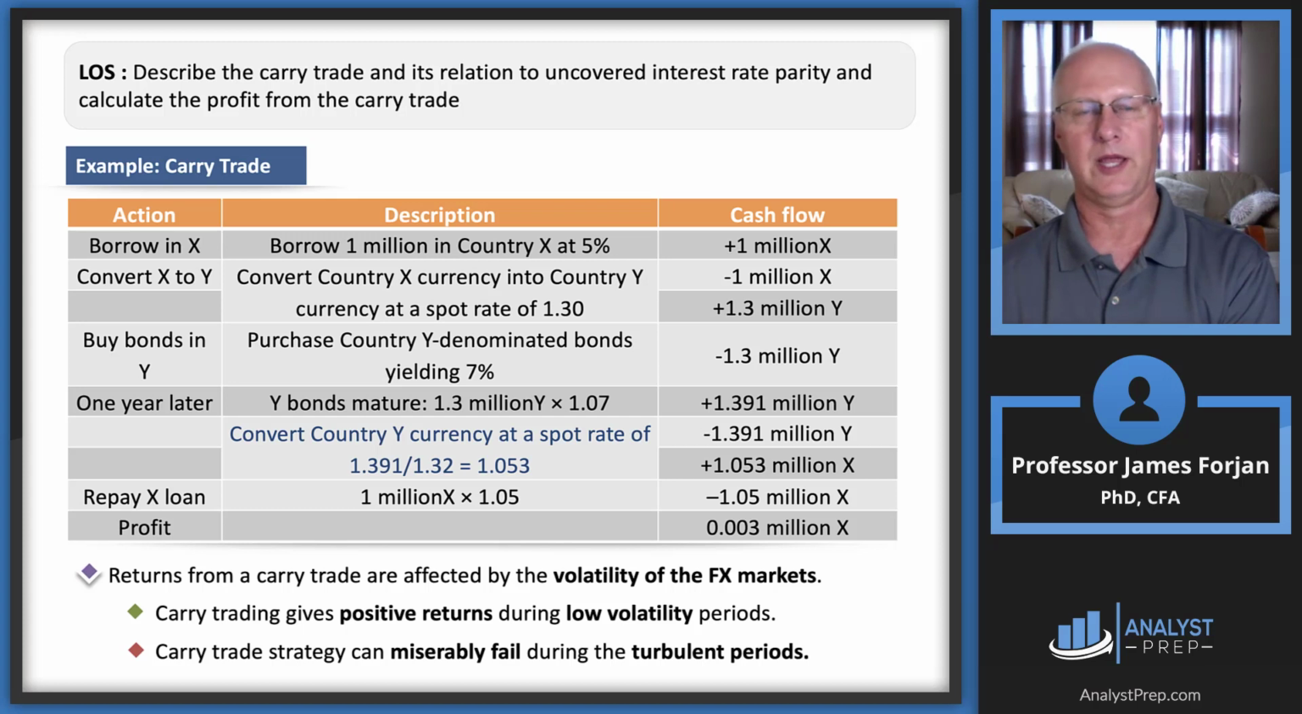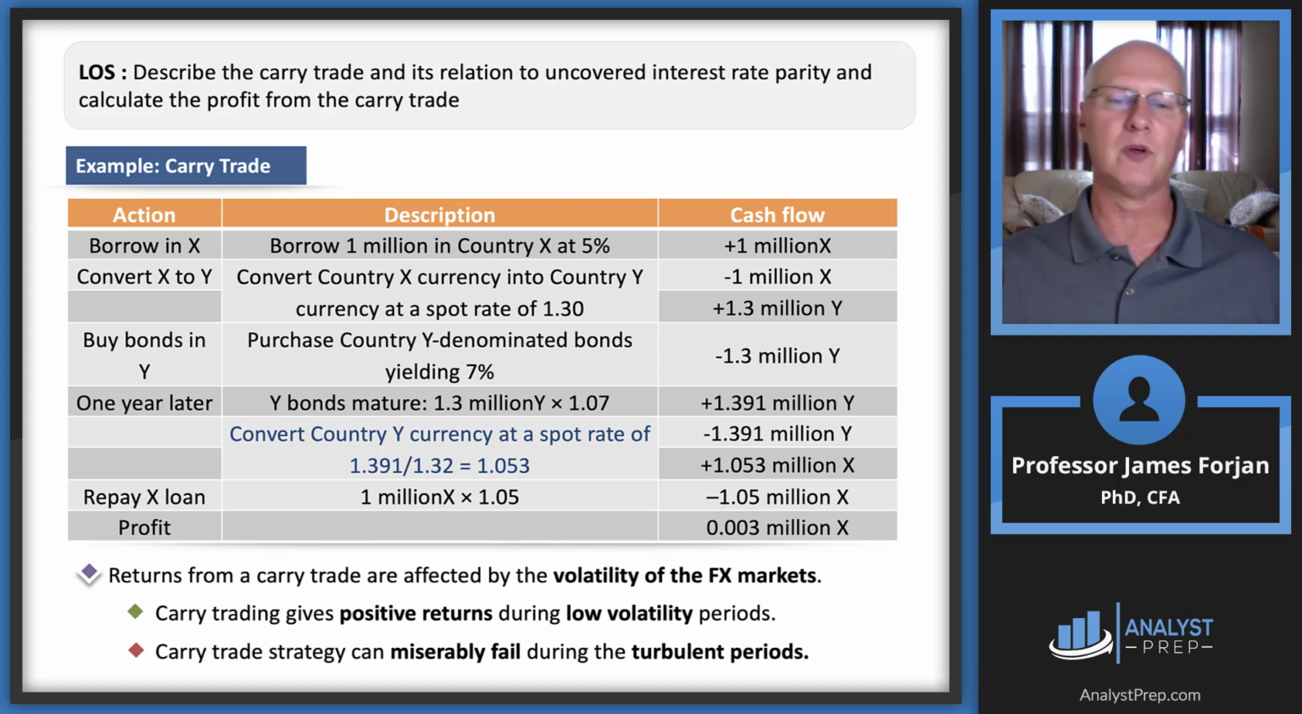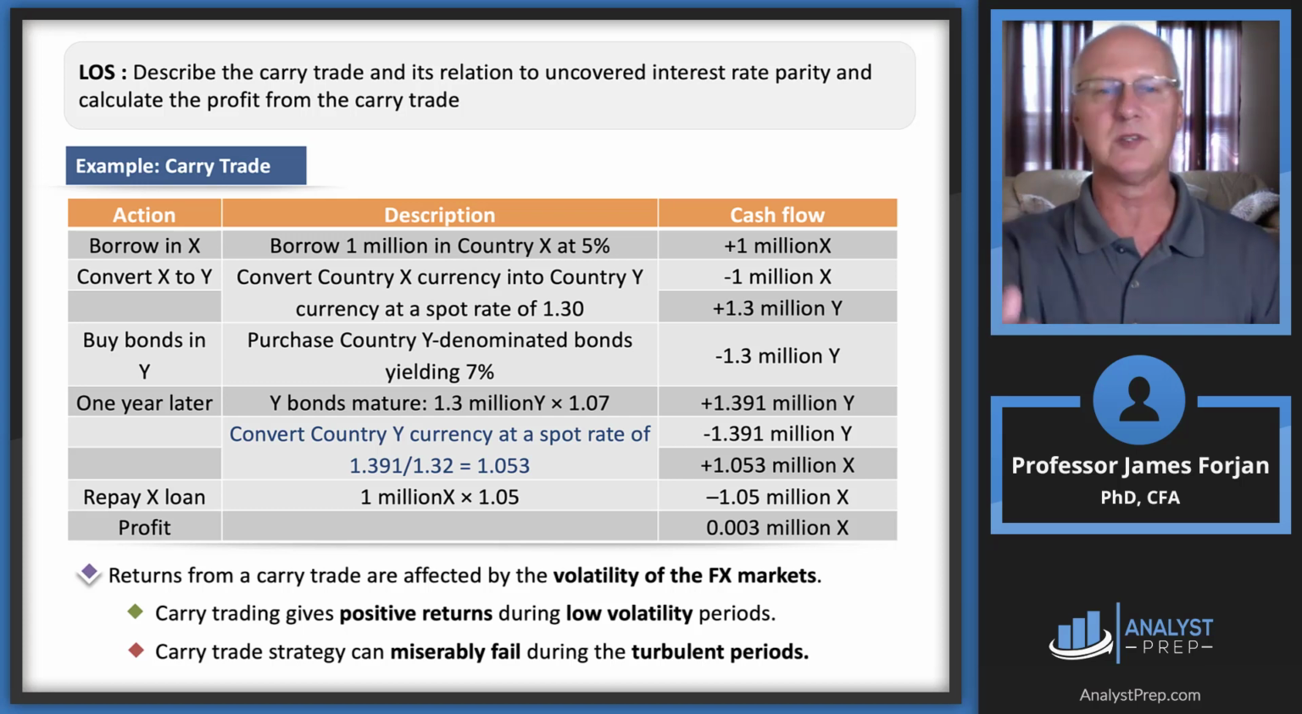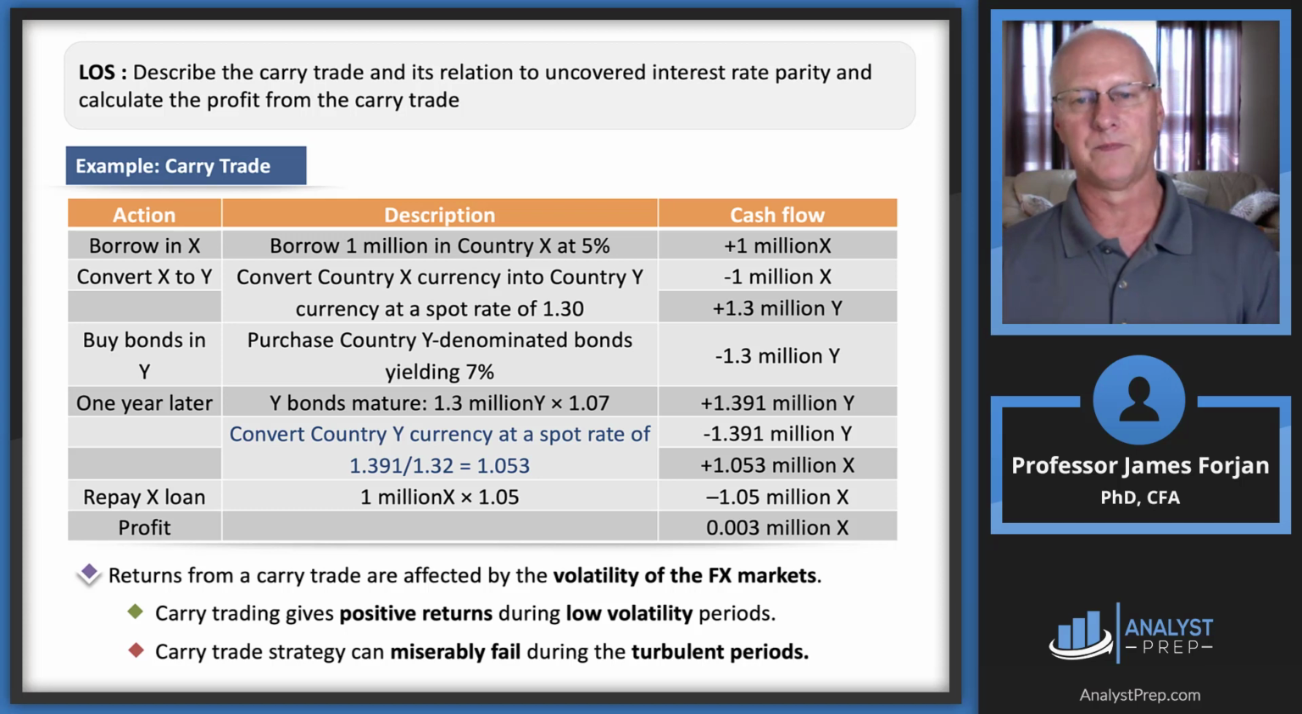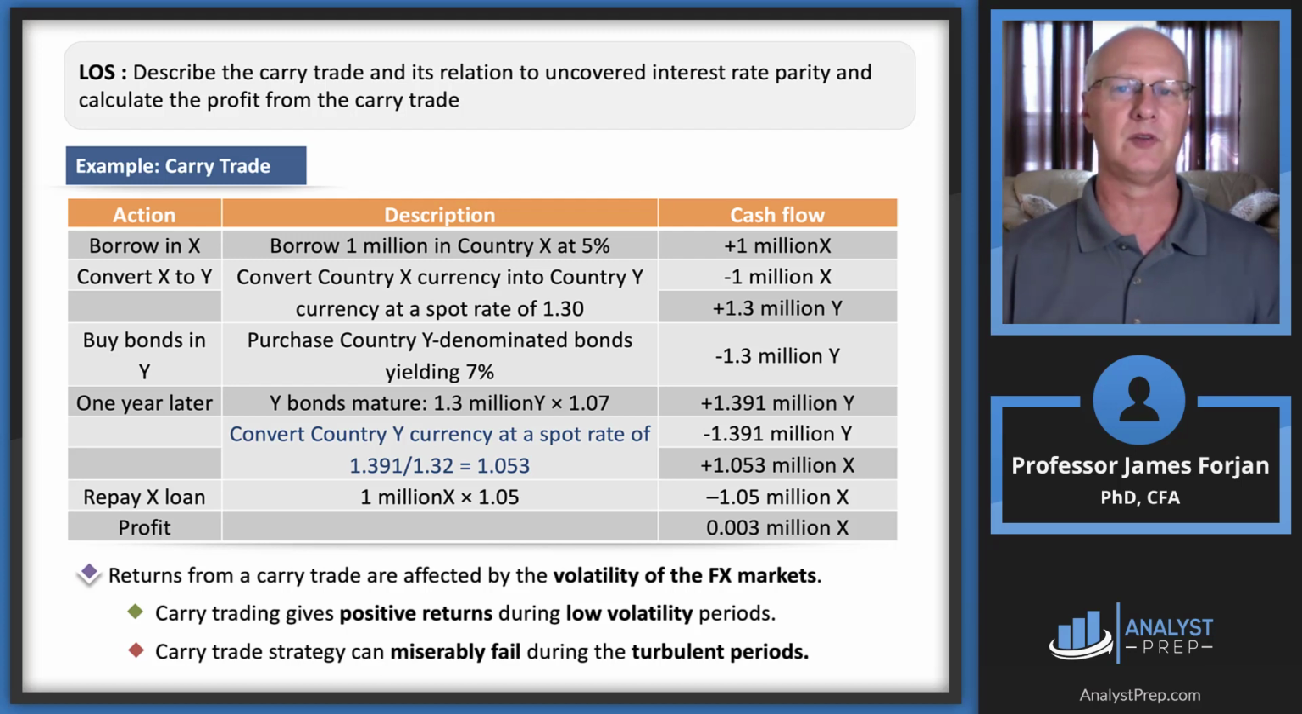Now, let's go ahead and say to ourselves, hey, this sounds like a great idea. Why don't we go out and do it? All right, look at the bottom diamond point. Carry trade strategy can and will most likely miserably fail during turbulent periods. And so this is really the question: how do we determine what is turbulent and what is low volatility? Look at the green diamond point. Carry trading gives positive returns during low volatility periods. Now, look at this example that we came up with here, and this is similar to the one in the reading. This is over a year's period. So how on earth can you expect the currency to remain low volatility over that time period?